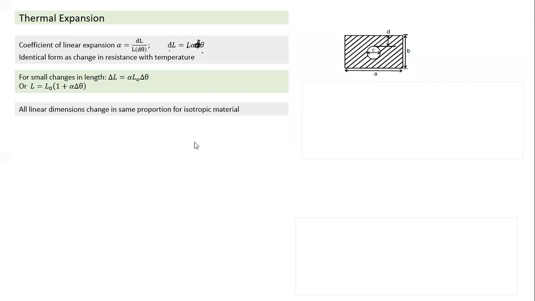So let's understand what it means here. Suppose we have a metal plate. It has some length, some width. It also has a circular hole, and this hole is at a certain distance from the boundary.